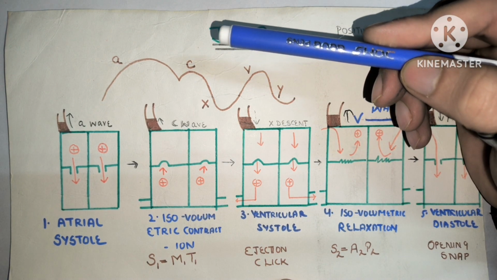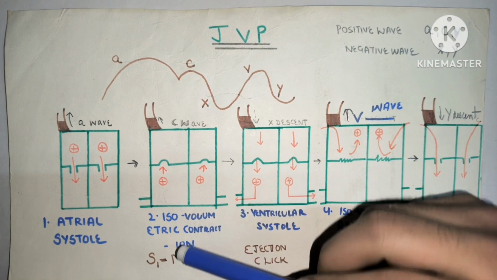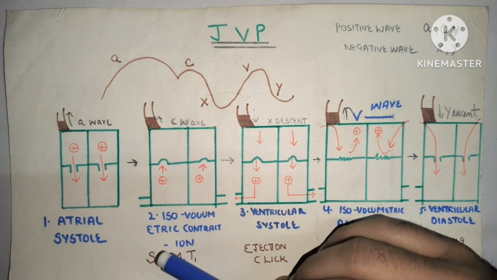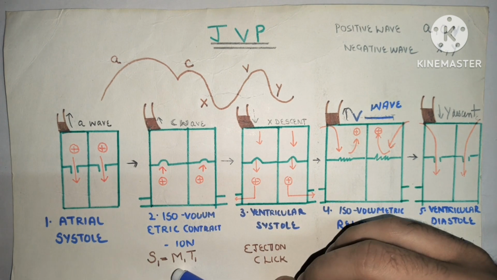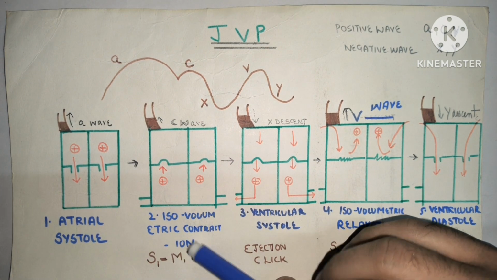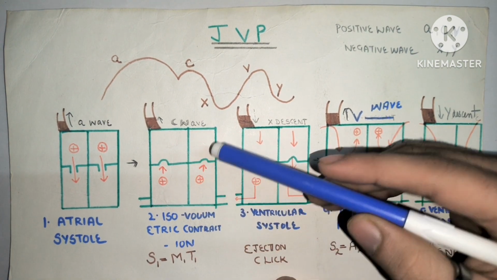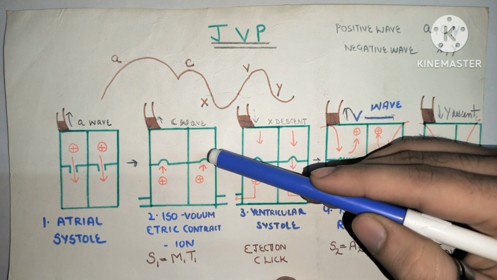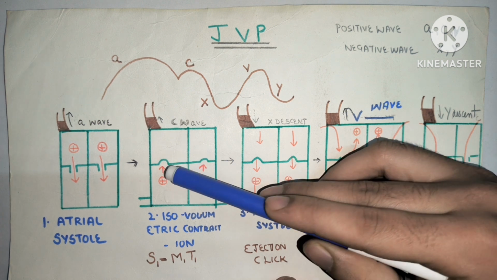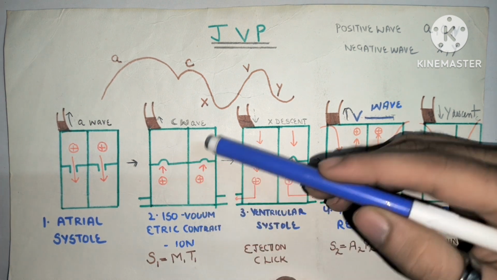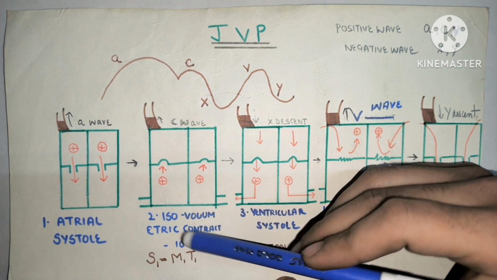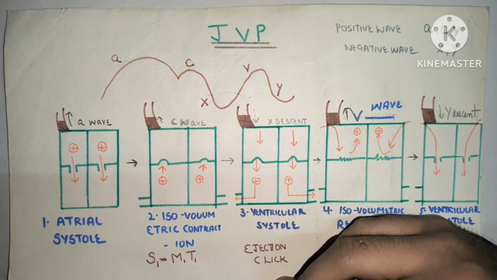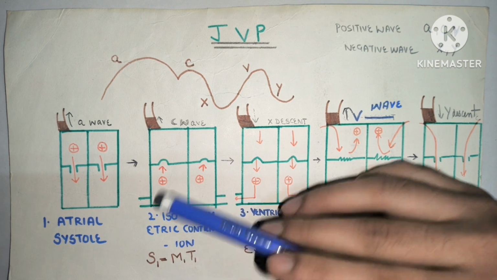Okay, C wave. Now what does this mean? S1 is M1T1. That means the first heart sound, guys, mitral and tricuspid valve, because in isovolumetric contraction these valves are closed. So the closure of the valves, the first heart sound, is correlated with the C wave. Okay guys, if you want to remember it you can, otherwise leave it.